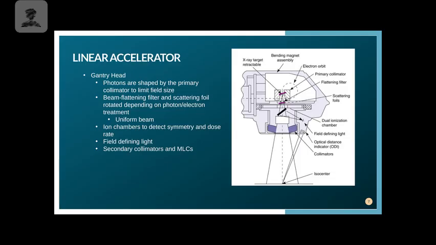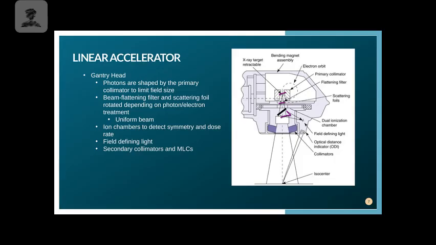And then we're going to have dual ionization chambers right below there that will interact with those electrons. It's going to detect the symmetry and the dose rate that's coming through. And if something's off with this, it'll actually throw a flag, like an error on our screen, so that we know that something's going wrong inside of there. Typically, that's just to make sure that everything's kosher, though. And then we're going to have our field defining light. With that light, we're able to see just truly how large our field size is, and anything else that we need to adjust for.